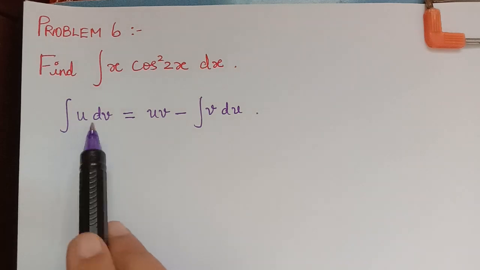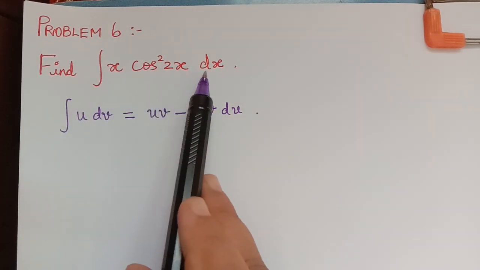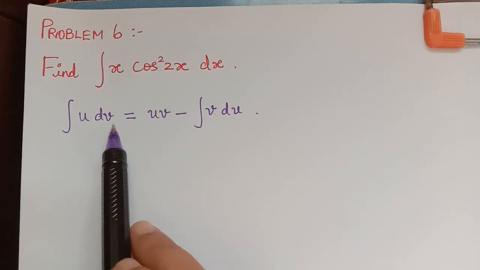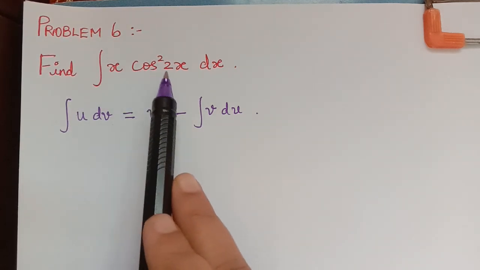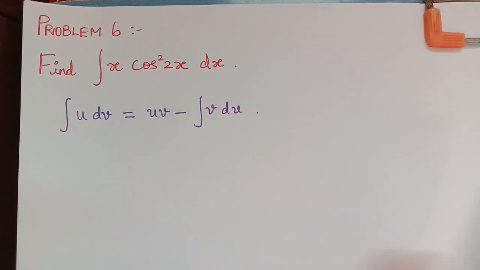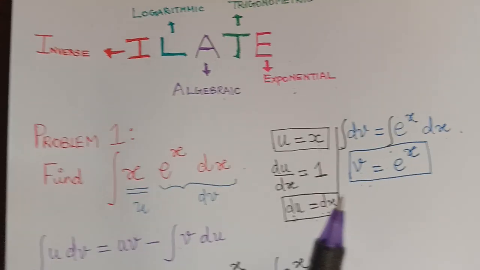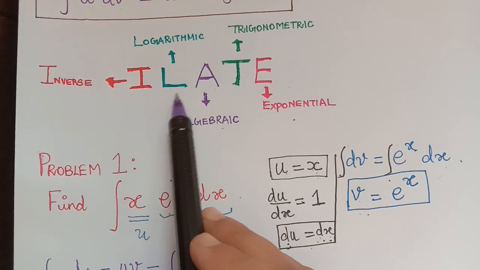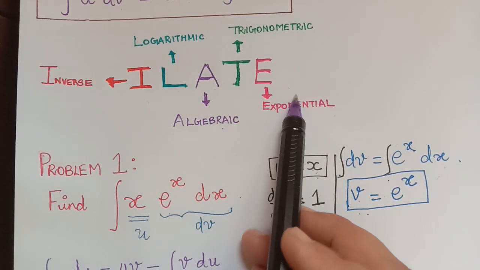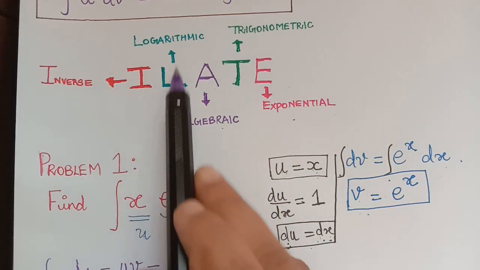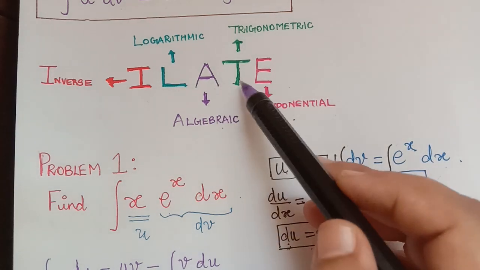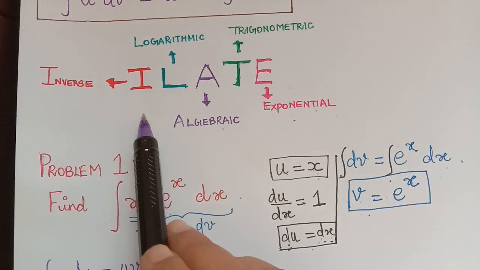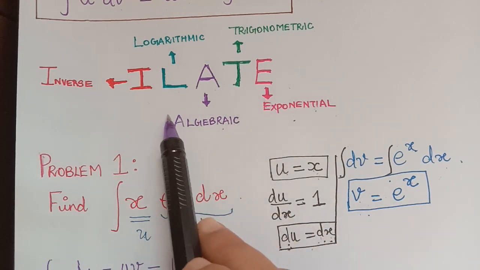So in this we have to make the choice of the function u and the remaining as the function dv. To find which function has to be chosen as u, we use ILATE, which I have already told in my previous lectures, in which I stands for inverse, L for logarithmic, A for algebraic, T for trigonometric and E for exponential. So in this order we have to choose the function u.